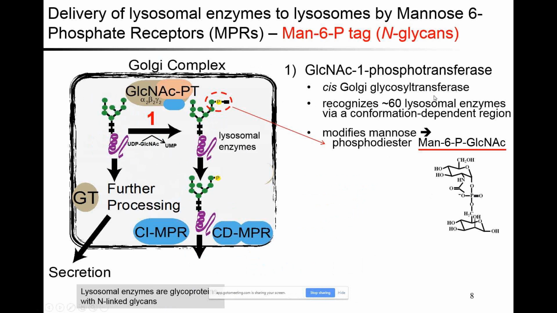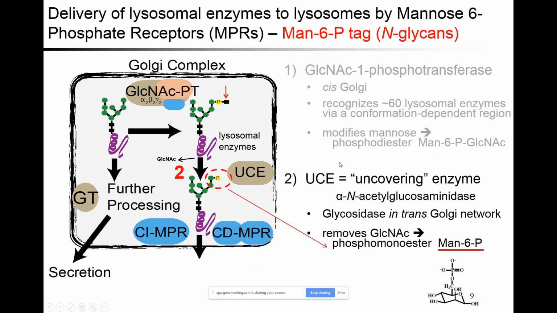This enzyme, this glycosyltransferase, is able to distinguish the 60 or so different acid hydrolases from basically thousands of proteins that are going through the Golgi and mark them with this unique tag. So the second step, there's a glycosidase that removes the N-acetylglucosamine, and you're left with this mannose-6-phosphate recognition marker, this zip code, this tag, however you want to call it.